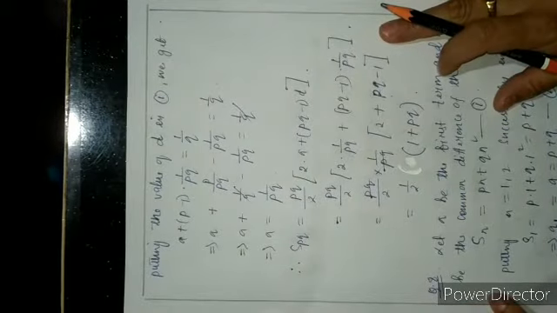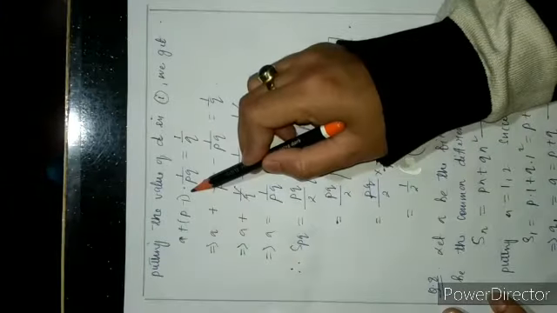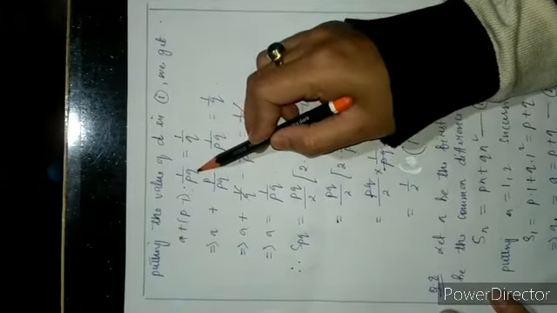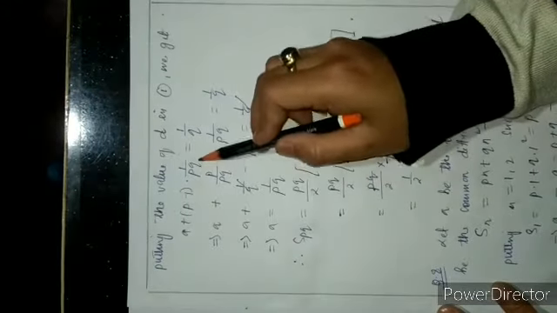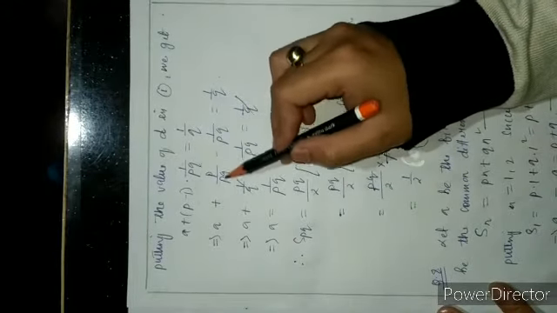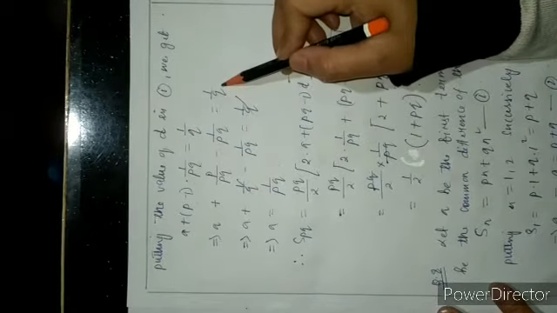By putting the value of D in equation number 1, we get A plus (P minus 1) D is equal to 1 by Q, where D is 1 by PQ. So A plus (P minus 1) times 1 by PQ, which is P divided by PQ minus 1 divided by PQ, is equal to 1 by Q.